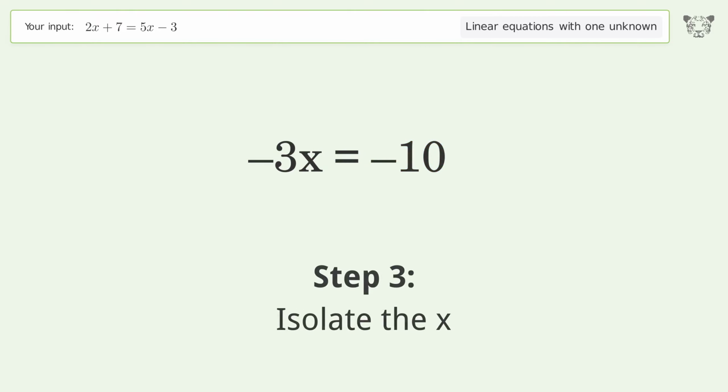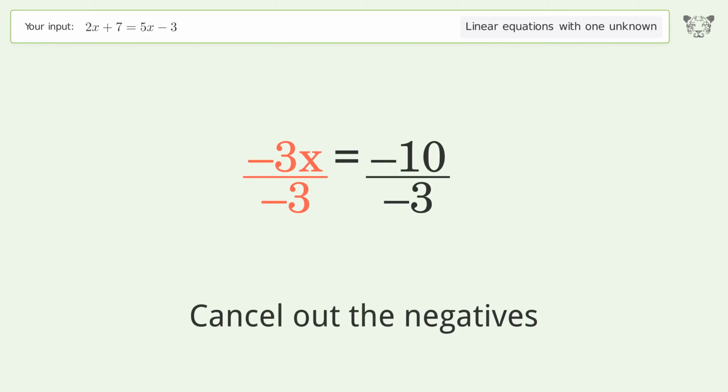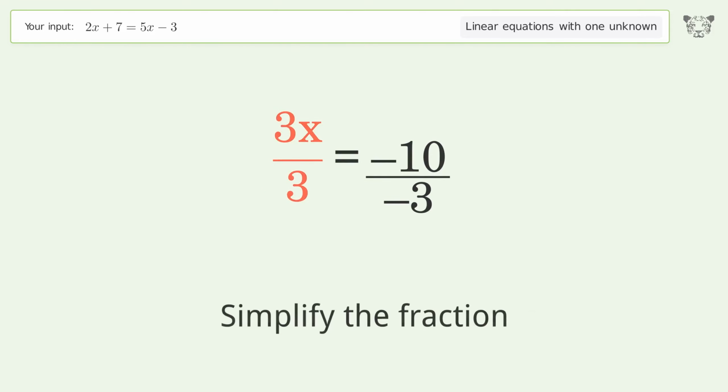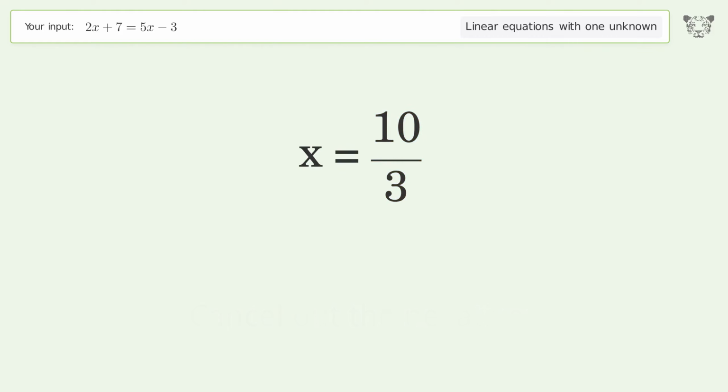Isolate the x. Divide both sides by -3. Cancel out the negatives. Simplify the fraction. Cancel out the negatives. And so the final result is x equals 10/3.